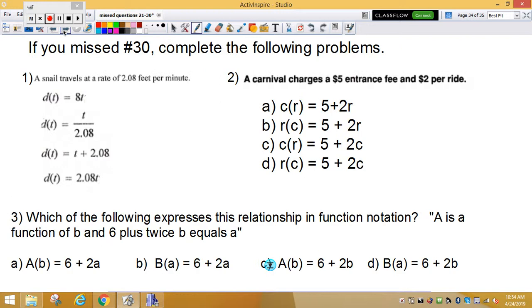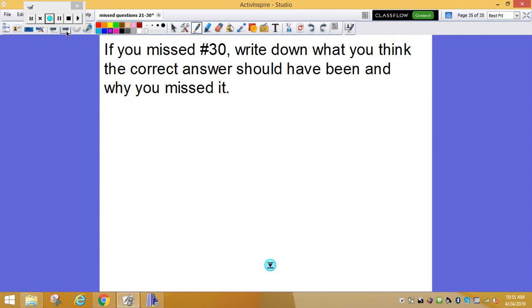So if you still miss number 30, I want you to do these 3 problems. Remember, whatever letter used in the equation goes in the parentheses. Okay? So try these 3 problems. And also, if you missed number 30, write down what you think the correct answer should have been and why you missed it.